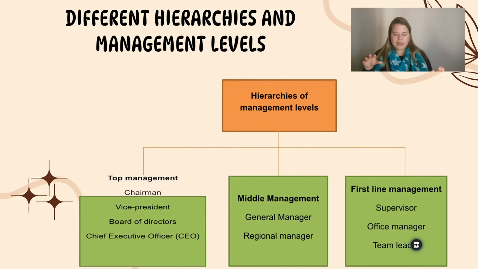So we have top management, middle management, and first line management. In top management, we've got our vice president, the board of directors, and our CEO. Middle management, we've got our general manager and our regional manager. First line managers, we have our supervisor, our team manager, and our team leader.